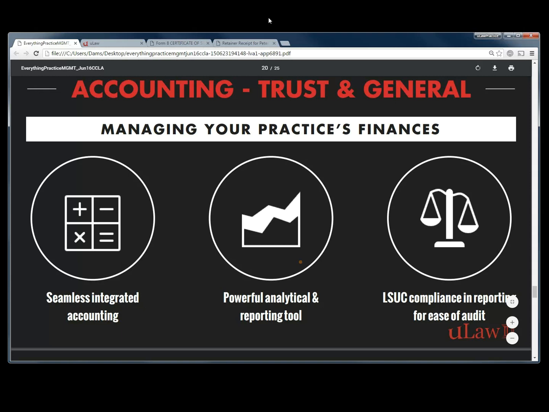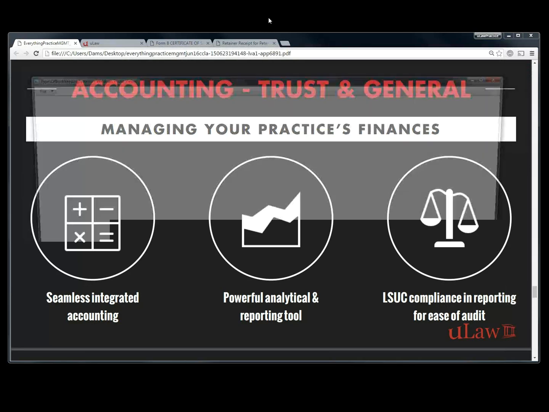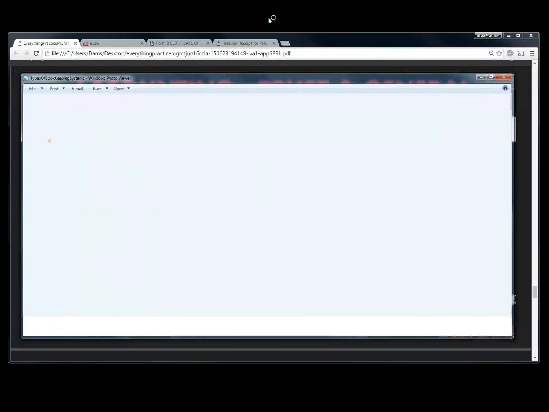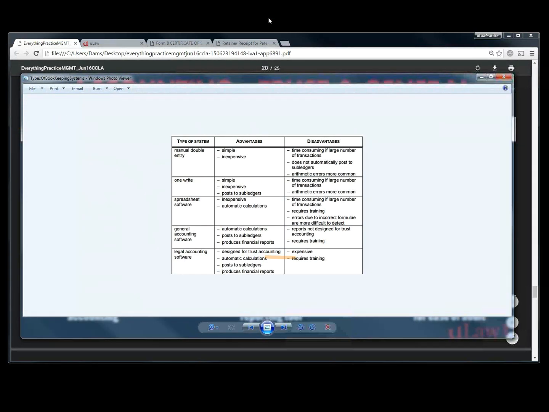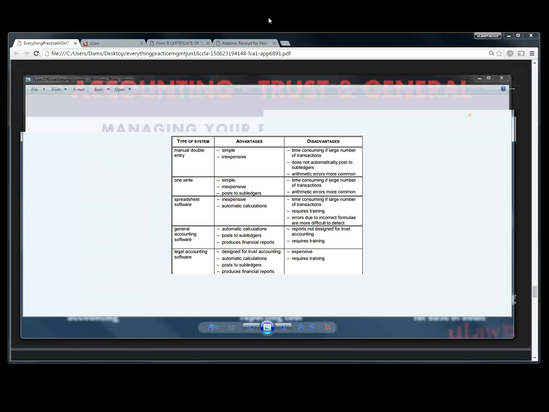Now, at the end of the day, both BC and LSUC, when you're audited, will be looking for trust ledgers, they'll be looking for general ledgers, they'll be looking for journal statements, and they'll be looking for reconciliation statements. Now, if you have to maintain them manually, if you want to go back to these types of bookkeeping systems and do it this way, you're going to be spending a lot of time making sure that the reports actually match the Law Society guidelines.